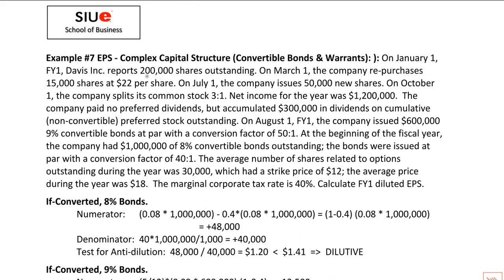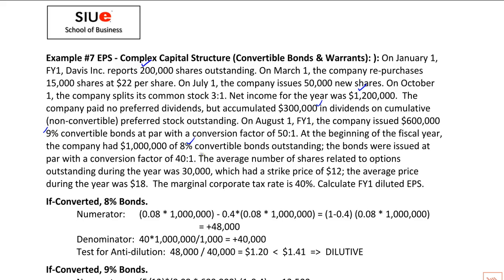Okay, so it's the same problem that you've seen before: 200,000 shares outstanding, repurchase 15,000, blah blah blah, net income 1.2 million. Dividend adjustment is going to be 300,000 again. They issued a 9% bond on August 1st. The 8% bond was outstanding at the beginning of the year.